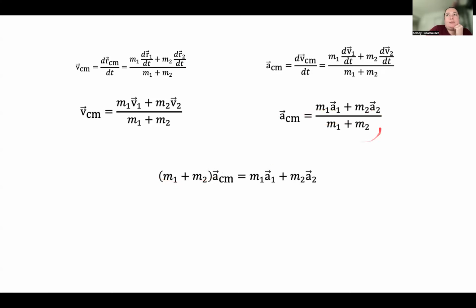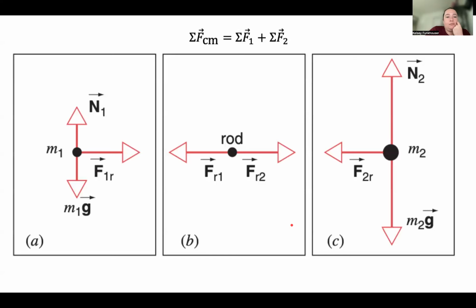If we multiply both sides by the masses added together, we end up with the sum of forces acting on the center of mass, which is equal to the sum of forces acting on mass 1 and the sum of forces acting on mass 2. So we have a sum of forces equation. We're working a little backwards, but why don't we look at a free body diagram for the situation? So we have a free body diagram of each mass and the rod.